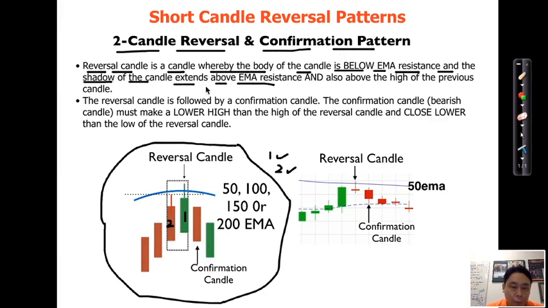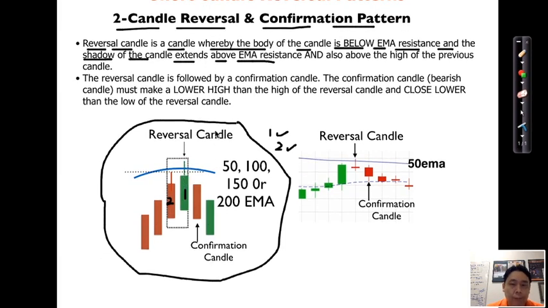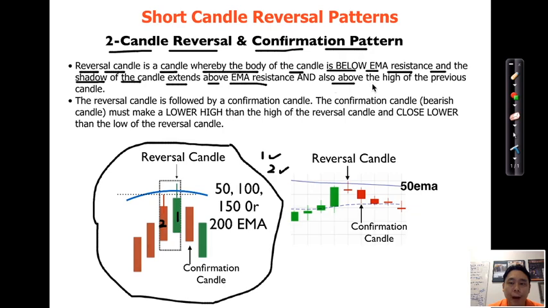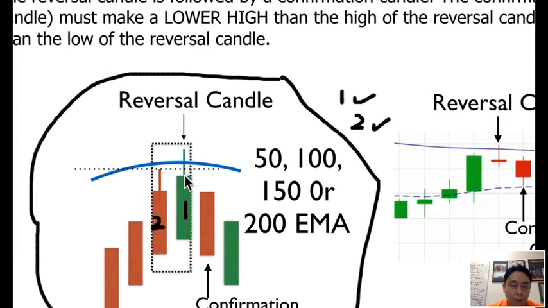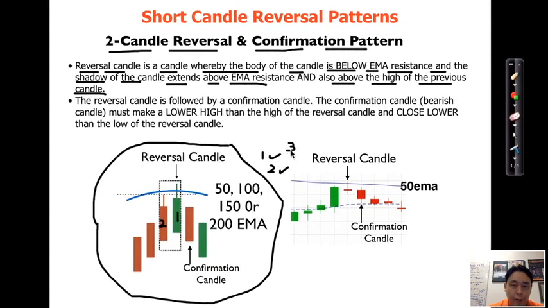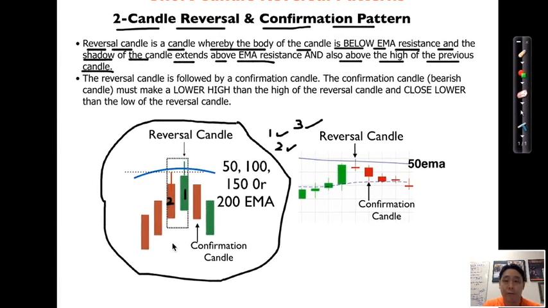Okay? Next. The upper shadow of the reversal candle must also cut above the high of the previous day's candle. Now, where's the previous day's candle? Here. Where's the high? That's the high of the previous day's candle, shown by this dotted line, which I have drawn. Imagine there's a dotted line. So the upper shadow of the reversal candle has to cut the dotted line. Criteria 3, check. So once you've got the three criteria, it's a valid two candle reversal pattern.